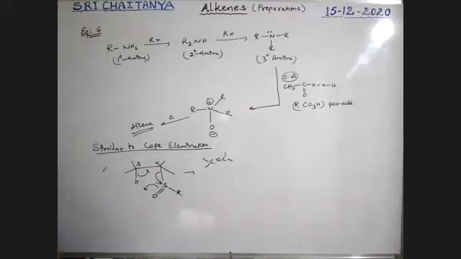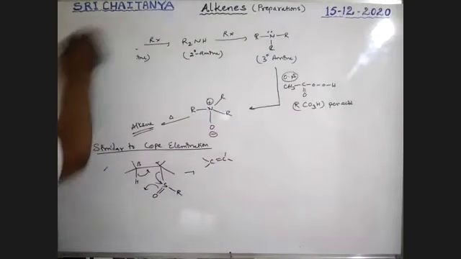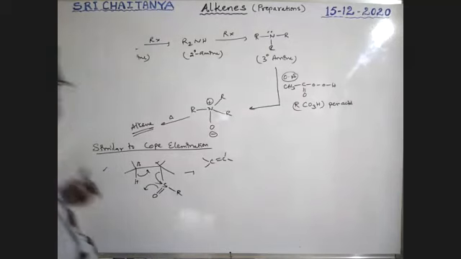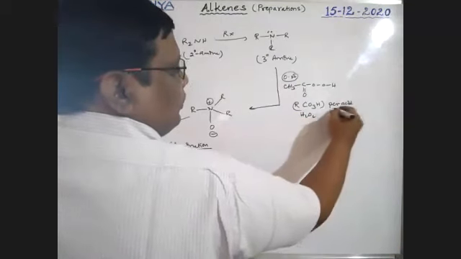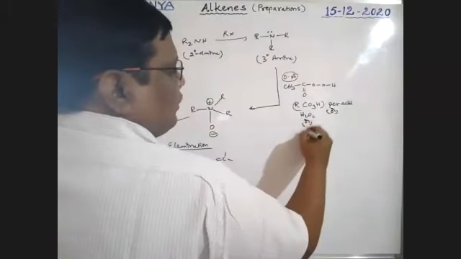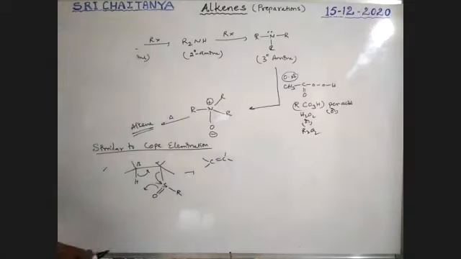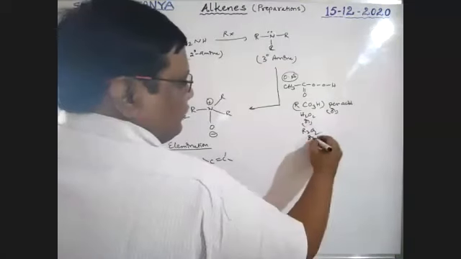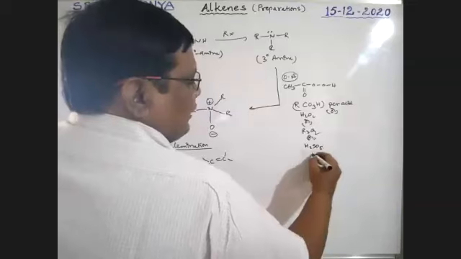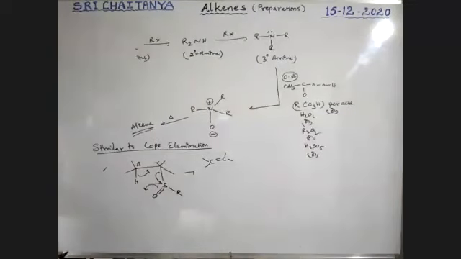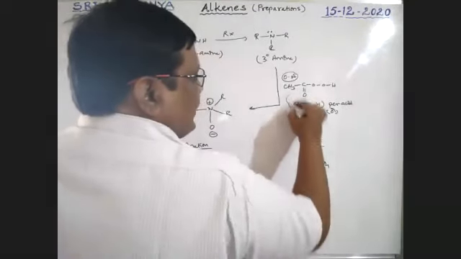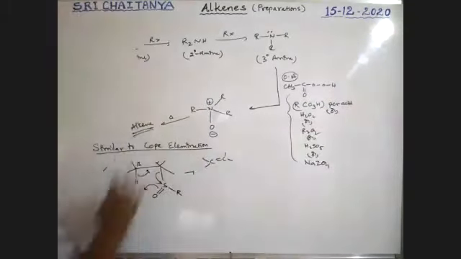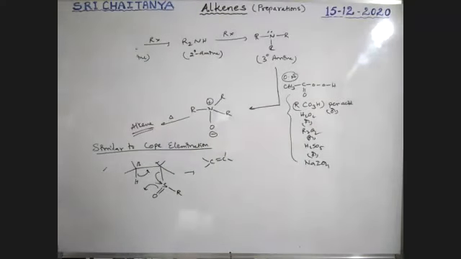Next, one more example. Boys, please note down. These are H2O2 or R2O2. All these are oxidizing agents. Or H2SO5, peracid, or NaIO4. All these are oxidizing agents. Any one of these is used, this is the product. Okay, next one.